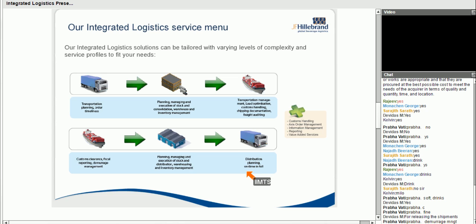Distribution, planning on time and demurrage management. See, demurrage means, how to explain, it is the cost which is associated with owing or holding currency over a given period.